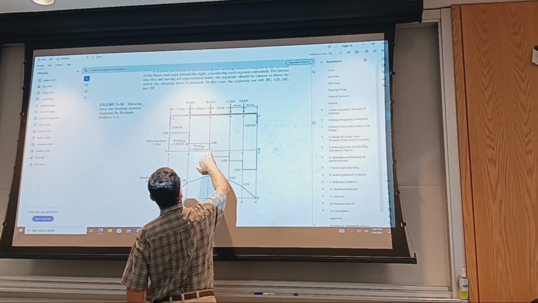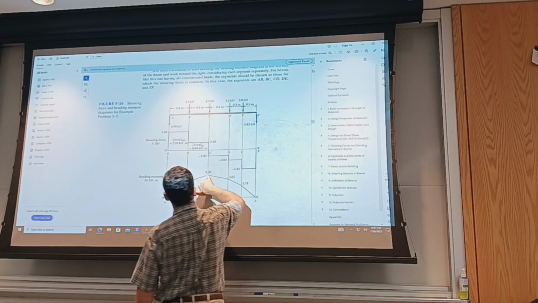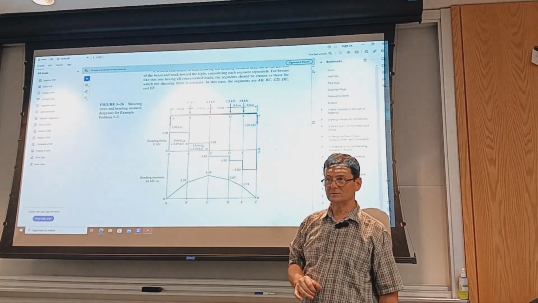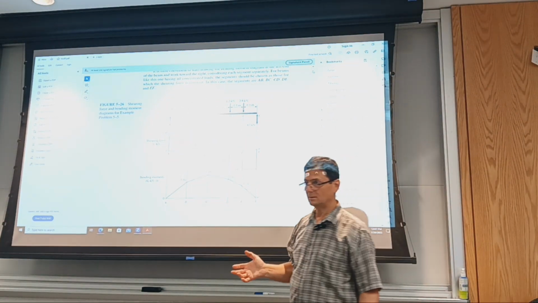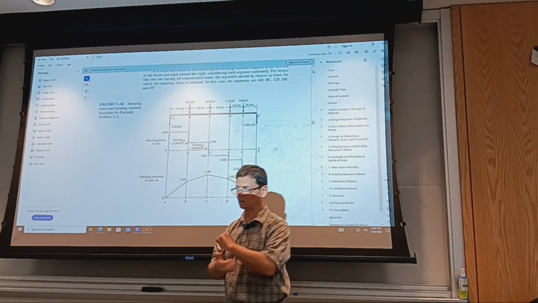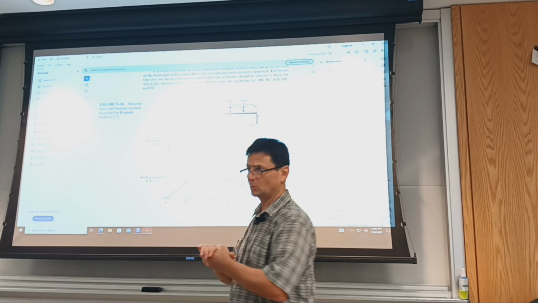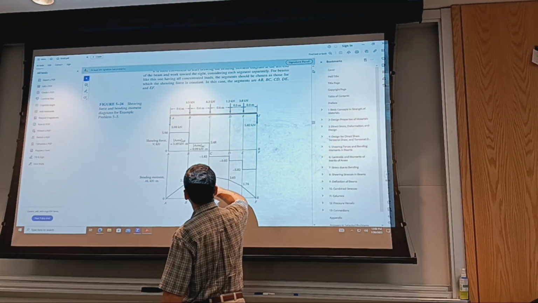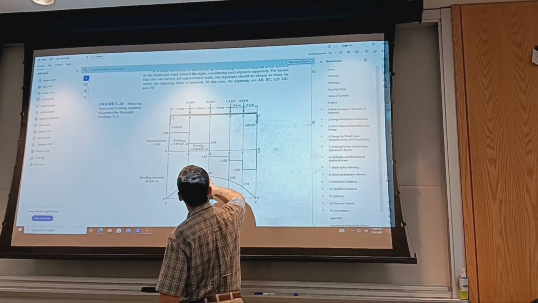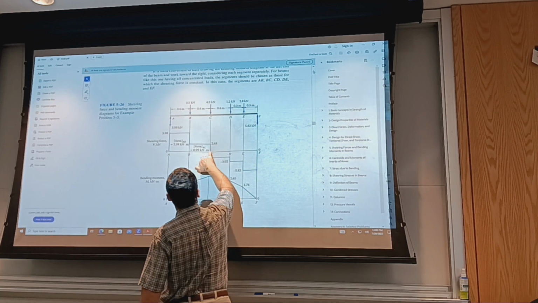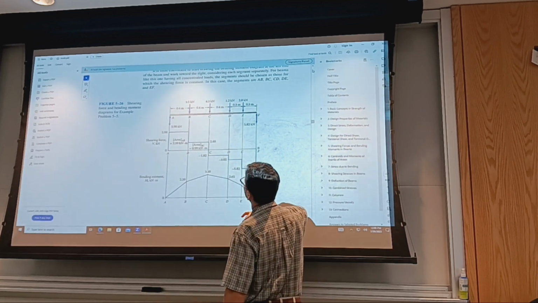And where the shear diagram goes to 0, you'd expect a minimum or a maximum, local at least. The difference between global minimum and global maximum, and local maximum, global minimum, and local minimum. So here we have a maximum, which is also global, but it's where the shear diagram goes to 0.